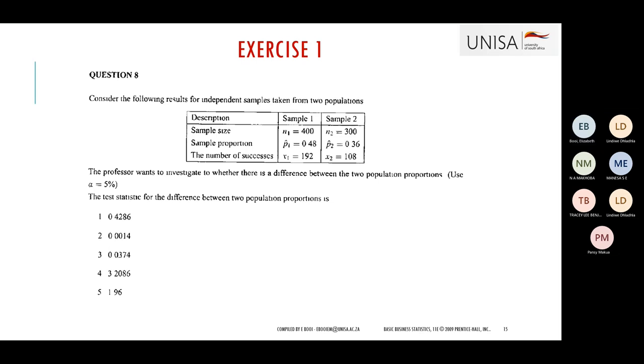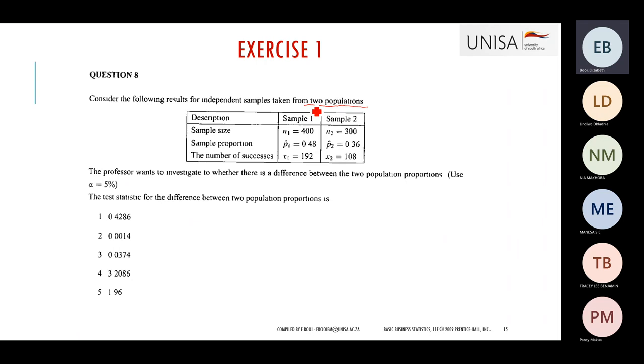Consider the following results from independent samples taken from two proportions. The keyword here: two populations, independent samples selected from two populations. Looking at the table, we are given sample one and sample two, the sample sizes, and the other keyword here is proportion, the sample proportion. So it means we're not doing a t-test. In the first session, we looked at independent samples calculating the t-test because there we were given the standard deviations and the mean. Here you are not given that, but you're given the proportion. So clearly here we're doing inference of two population proportions.